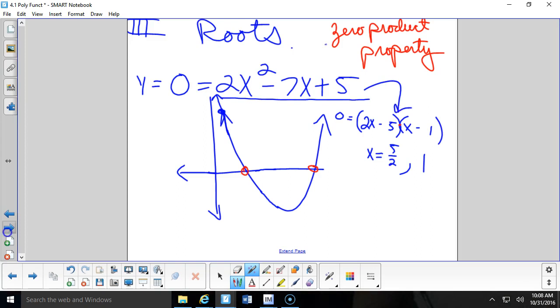You're going to hear this phrase, zero product property. If I got two things multiplied together, the answer is 0. Product means multiply. If you got a product of some things and the answer is 0, somebody's got to be 0. You set each one equal to 0, right? And you solve. Yeah, Daniel?